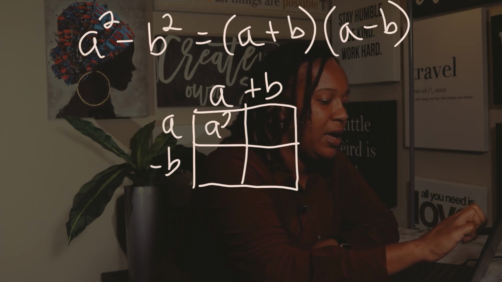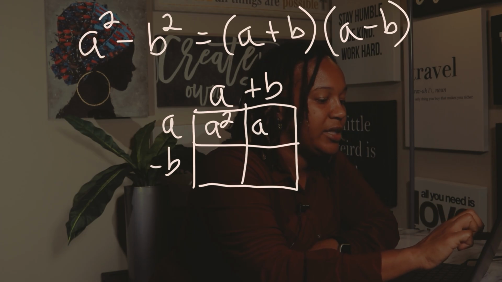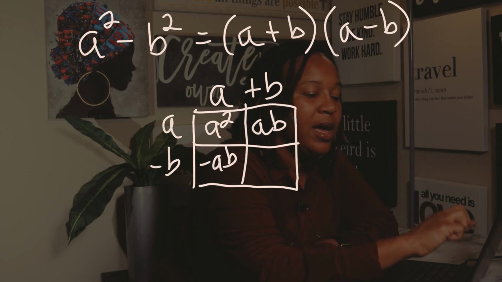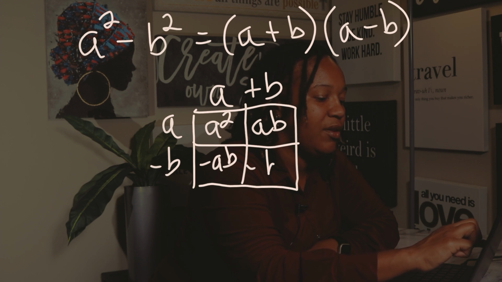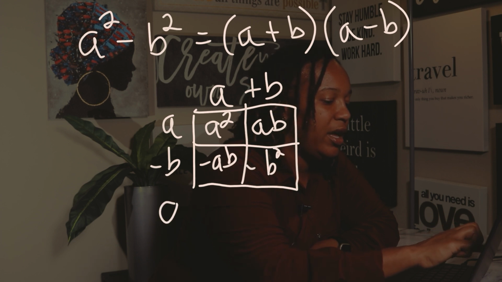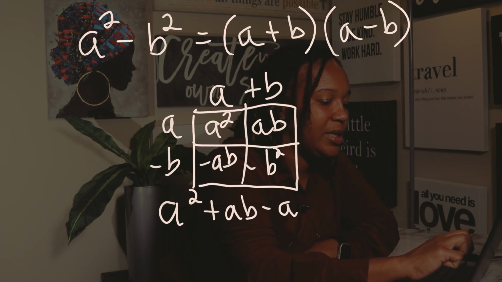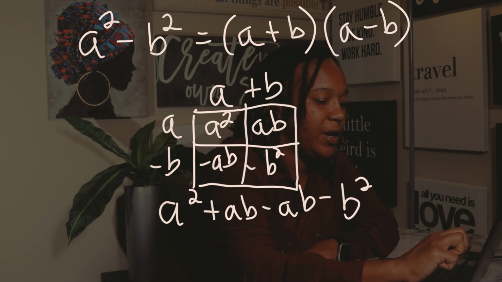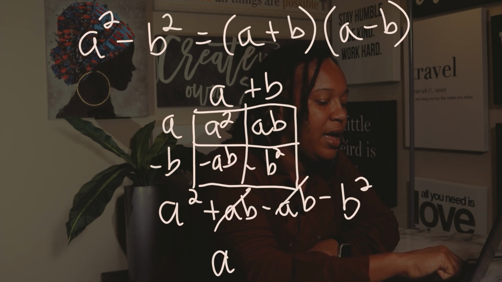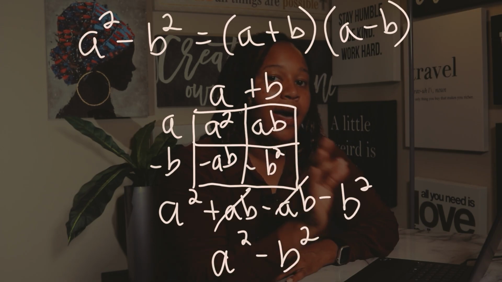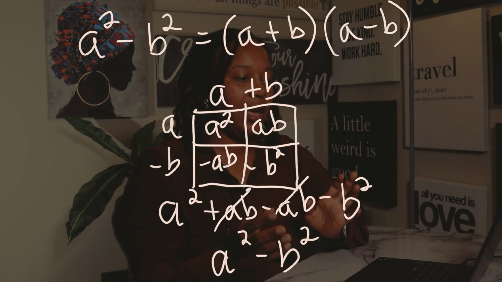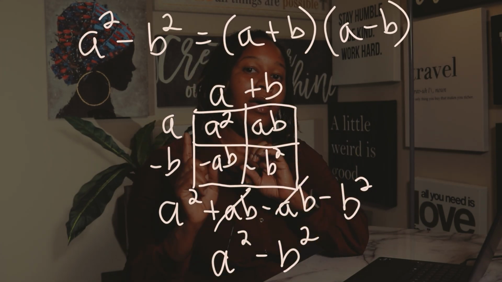So a times a is a squared. A times b is ab. Negative b times a is negative ab, and negative b times b is negative b squared. That gives me a squared plus ab minus ab minus b squared. And look, the ab's cancel. That's a positive ab and a negative ab. That leaves you with a squared minus b squared. That's showing you why a squared minus b squared factors into a plus b, a minus b, and that's going to happen every time.